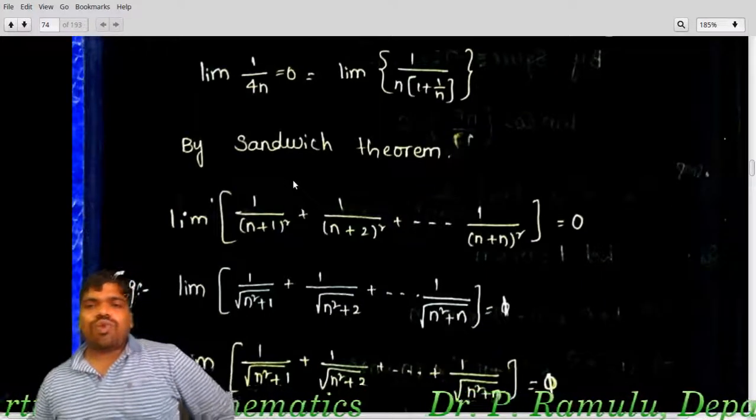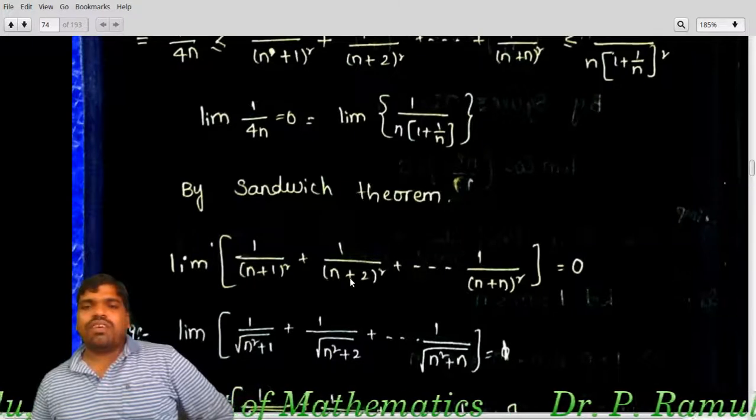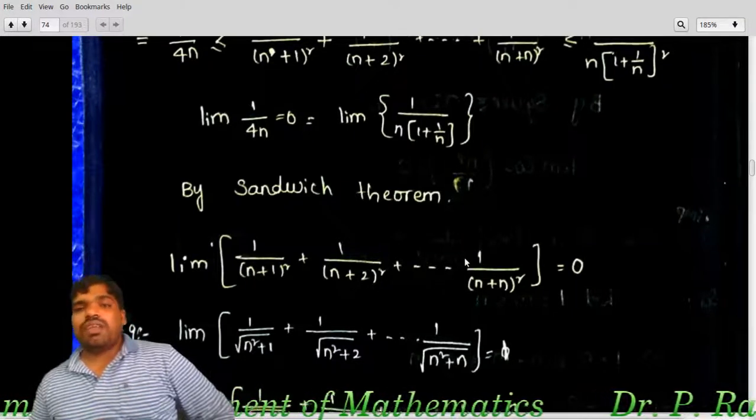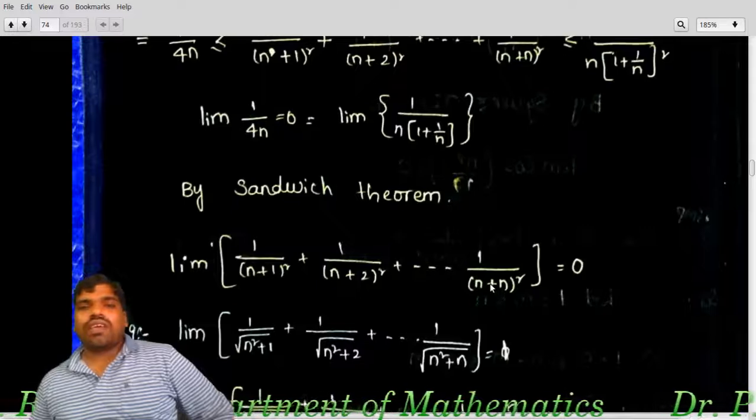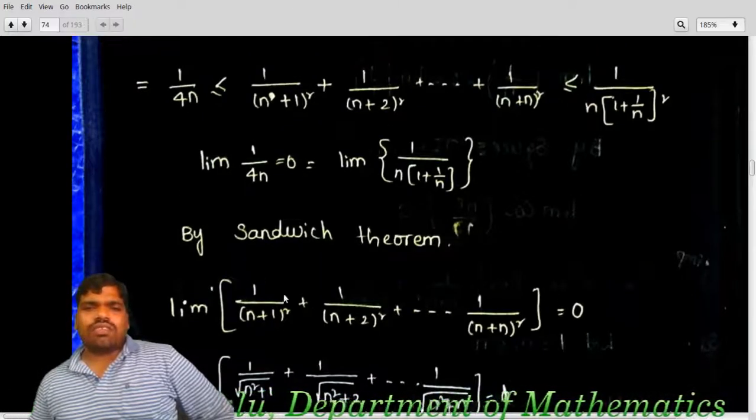Similarly, you have to show this also: the limit of 1 by (n plus 1) whole square plus 1 by (n plus 2) whole square plus up to 1 by (n plus n) whole square, okay? As it is the same, this also goes to 0, I will show that.